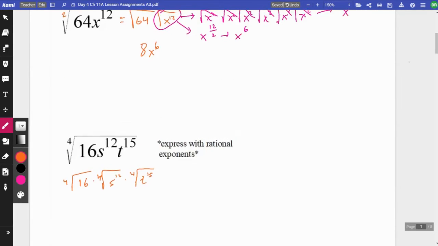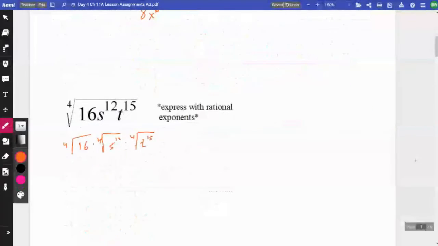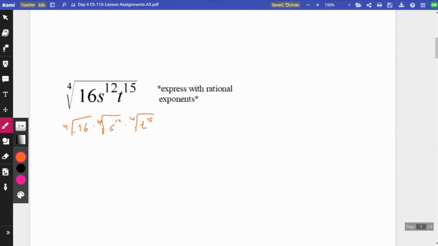The 4th root of 16 can actually be simplified. So we're looking for a number that to the 4th power is 16. Here are all the numbers, 2, 3, 4, 5, 10 raised to the 4th power, and 16 is right here. So 2 raised to the 4th is 16, and that means that the 4th root of 16 is 2.